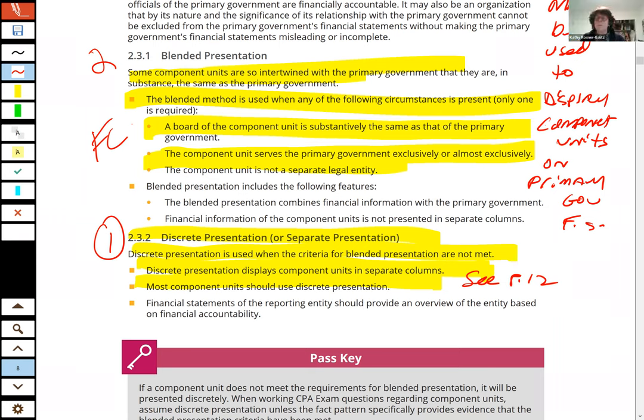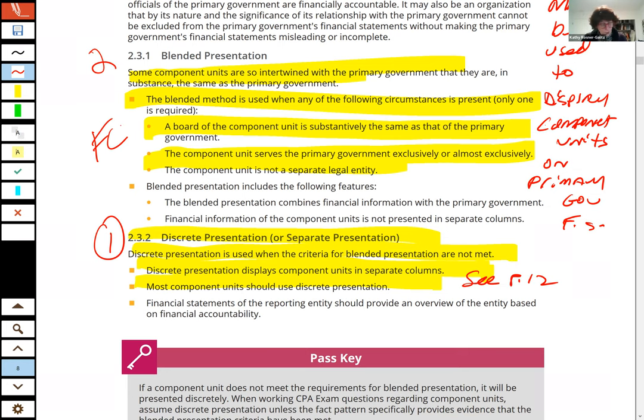Component unit. Because it has to submit its budget for approval to the city of Hayward. Therefore, it is not fiscally independent, right? Exactly. And if you don't meet all of the criteria, you are a component unit. Good. Now, since it's a component unit, it's going to be presented on the financial statements of the city of Hayward, right? Should we use blended or discrete?